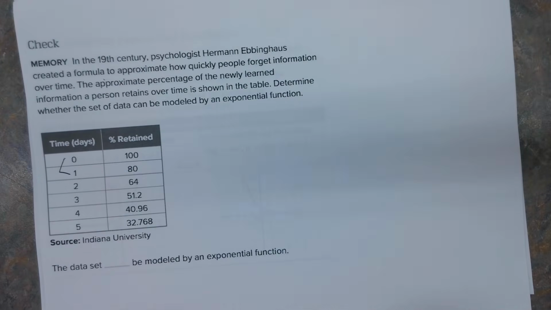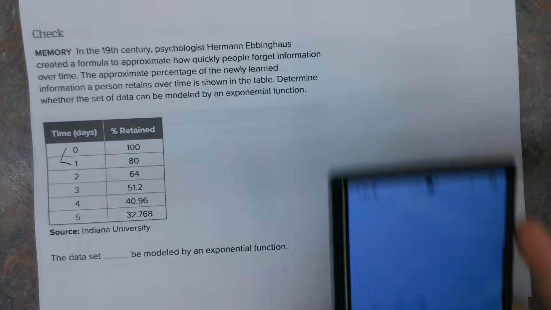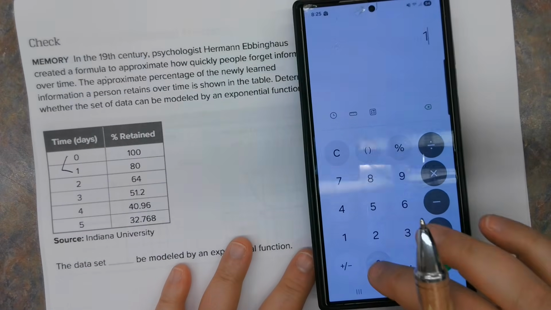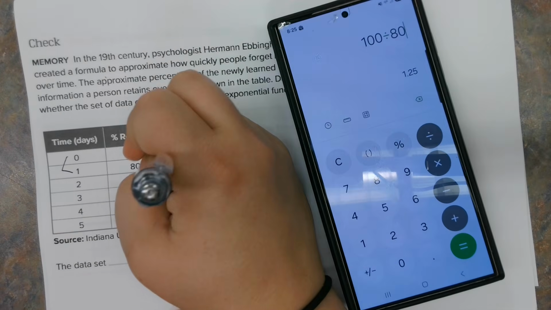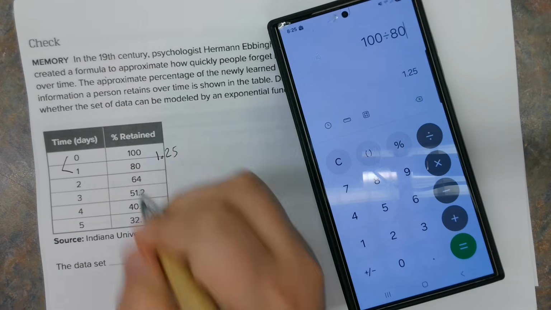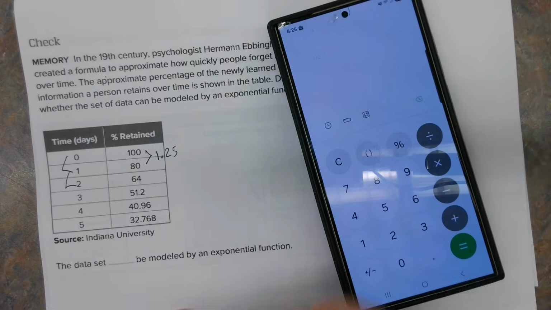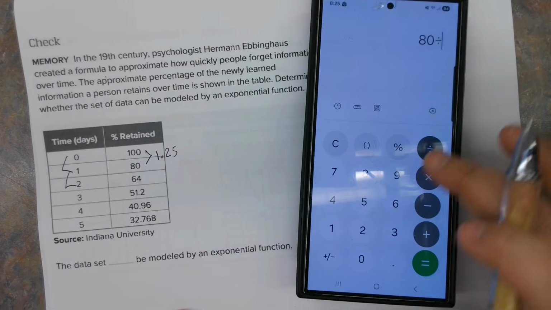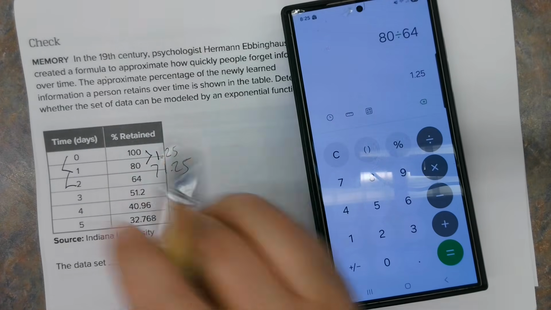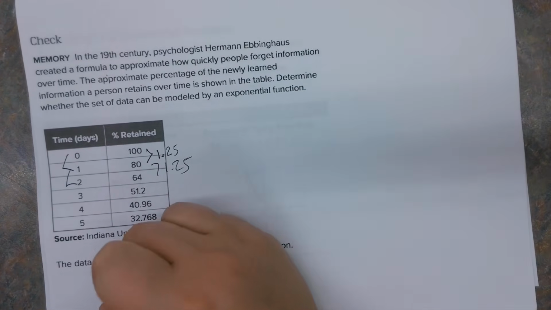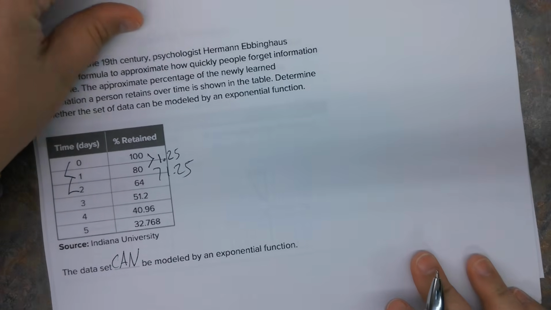So let's look at 0 to 1. It's going down this time, so I might need a calculator. I'm just going to divide, see what happens. 100 divided by 80. That is a change of down by 1.25. Let's check the next one. 1 to 2. I've got 80 to 64. 80 divided by 64. 1.25. So it is going to be the same change. So the data set can be modeled by an exponential function.